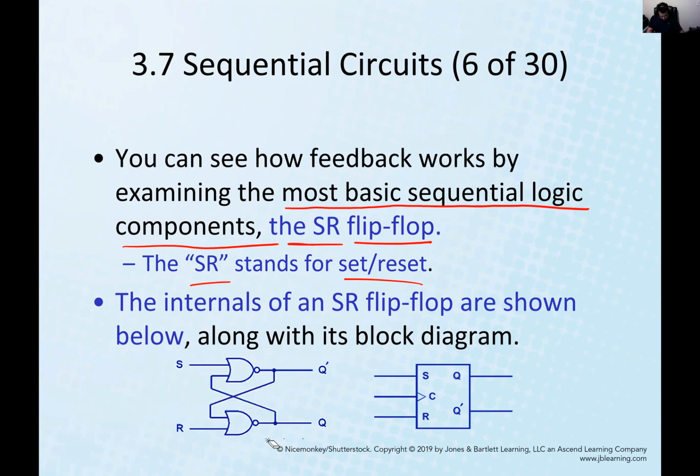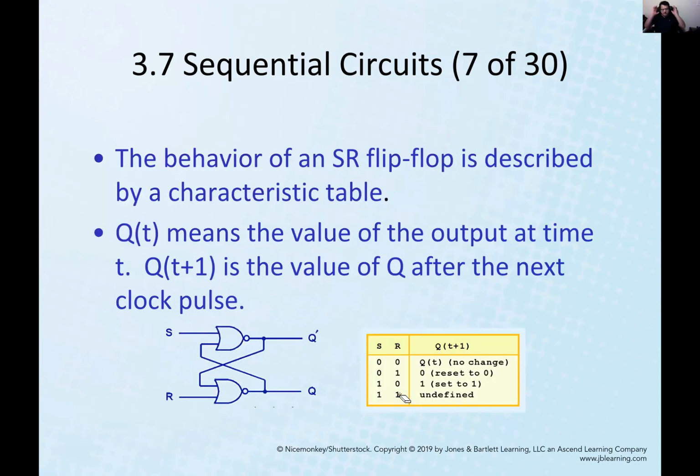The symbol of the flip-flop is shown on the right, and we have two inputs, set and reset, and two outputs, Q and Q bar. Please note that Q and Q bar are always complements of each other. If Q is 1, Q bar is 0. If Q is 0, Q bar is 1. Of course, for the flip-flop we need a clock, which is not shown here, but we need a clock cycle. And let's see how the flip-flop works.